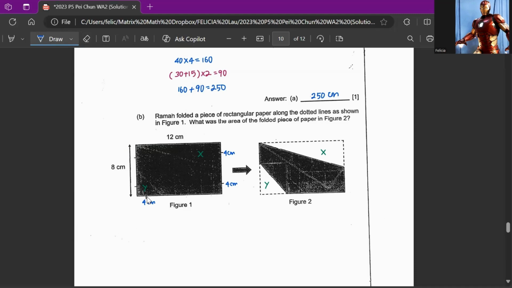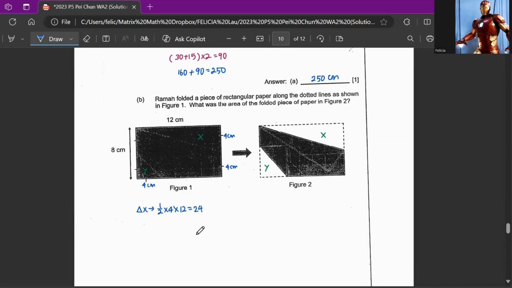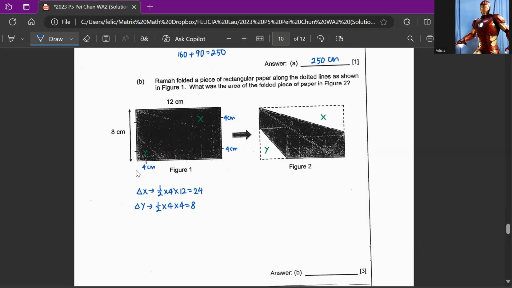All right, so we are going to find the area of triangle X first. Let's do that. So 4 and your 12 will act as the base and height. So half times 4 times 12. And next will be my triangle Y. So triangle Y here, the base is 4, height is also 4. So half times 4 times 4. Finally, we can find the whole rectangle. The whole rectangle simply is length times breadth, which is 96.